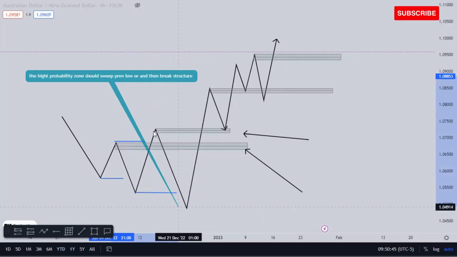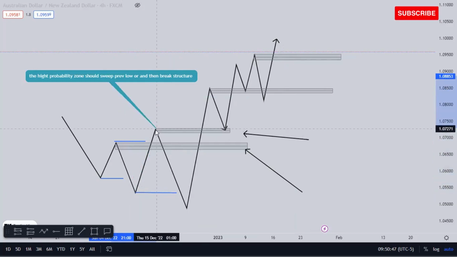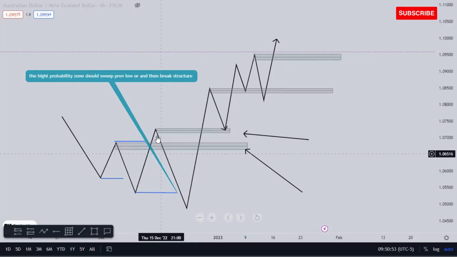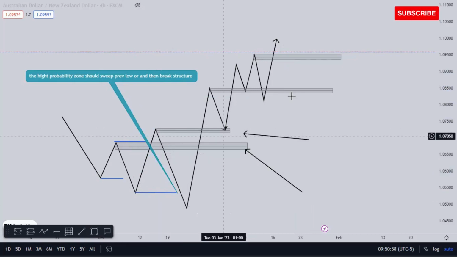So if this market breaks this high, this is the high probability zone because this high is responsible for the lowest low in this market. This guy is responsible for this low. This low is deeper than this low. So that's why this guy is high. Is very, very important.